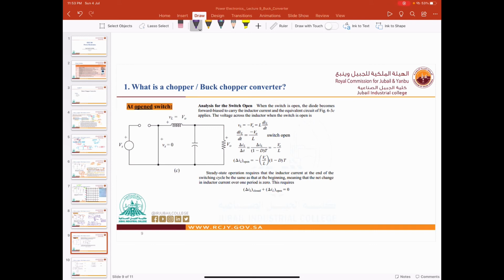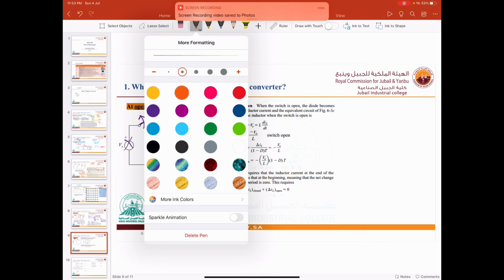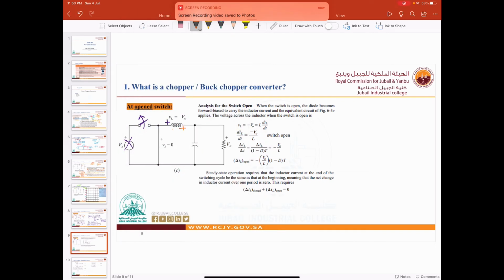Okay, if we go for the open switch now, we are going to analyze this circuit again, but I'm going fast here, okay? So this is when the switch is off, when the switch is open, right? Now if this one is open, there is no Vs because we have an open circuit, right? This is the old convention. Now what will happen to the inductor? It will discharge, so the polarity will be flipped, right?